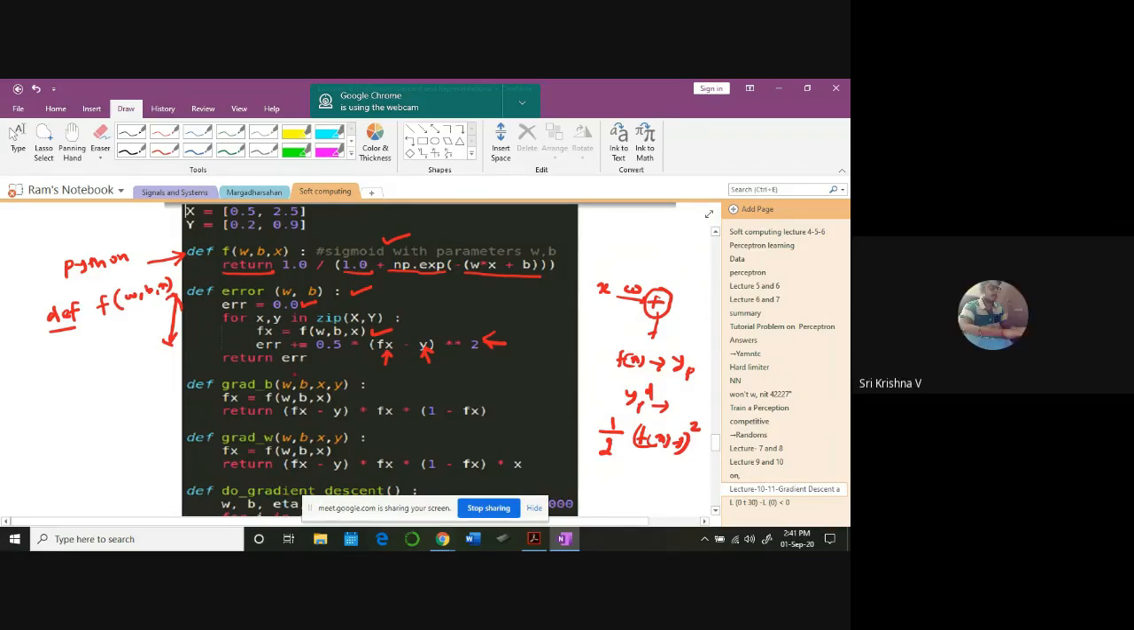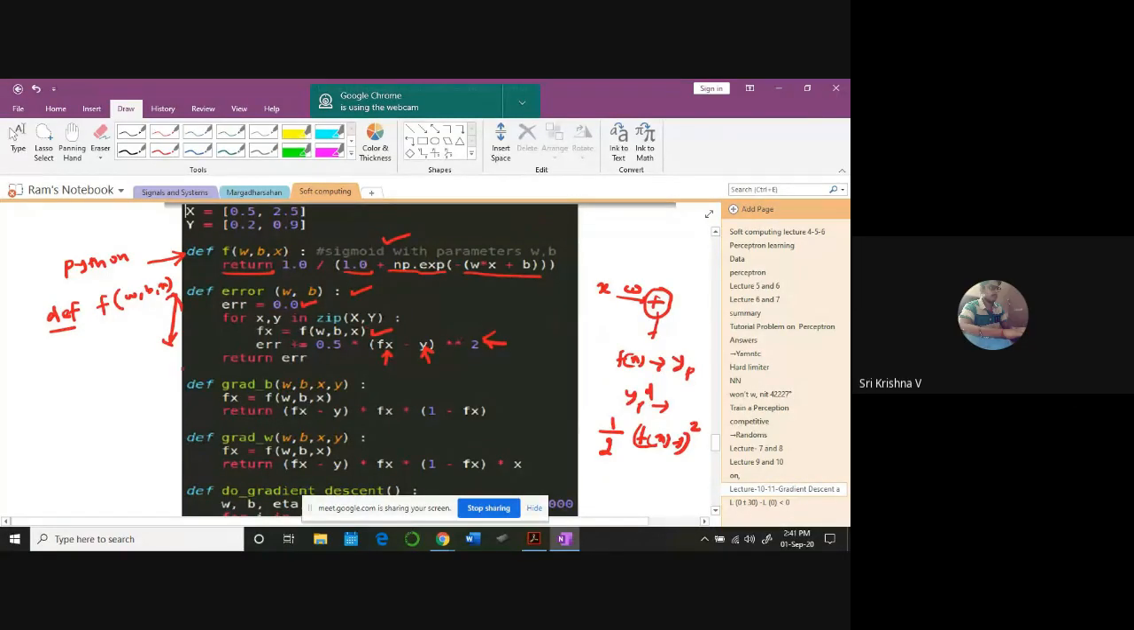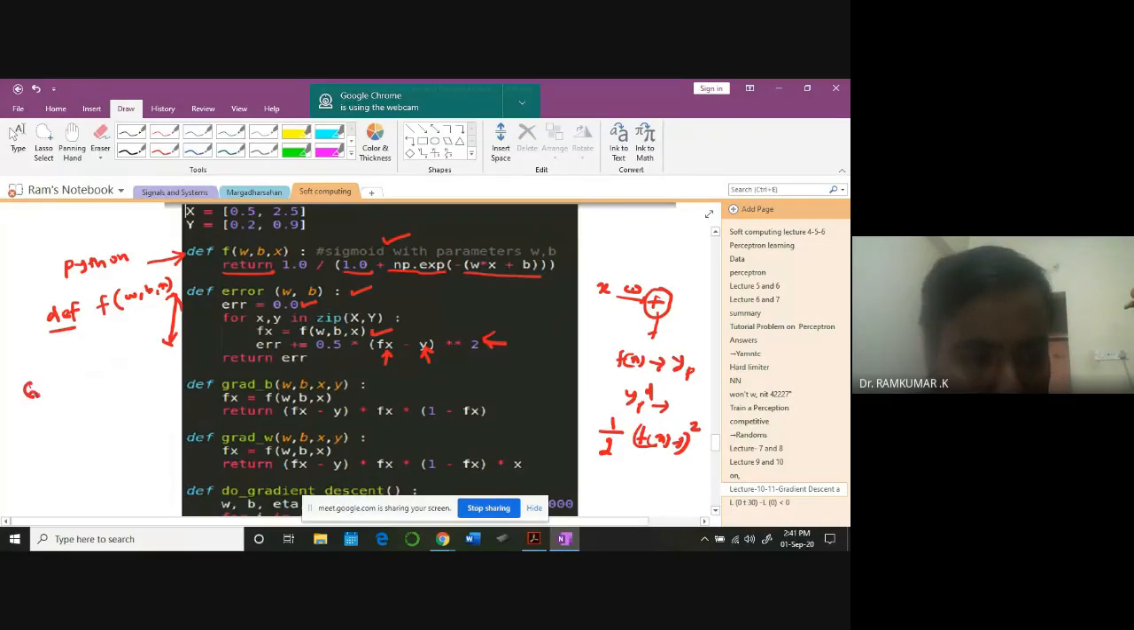Sir, please explain only the error. Should I explain what the error is? Please explain just the error function, sir. This error is nothing but what we already learned: 1/2 of yp minus yd, the whole square. Remember? That's why it's the error. This is the label, this is the neural network output. This is the label data. Label data y is given here. For each input there is a y given. This is your label data.